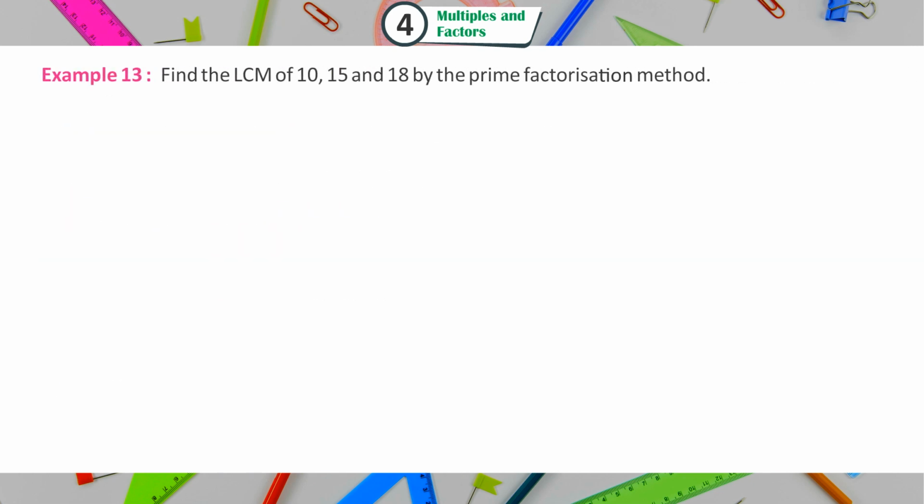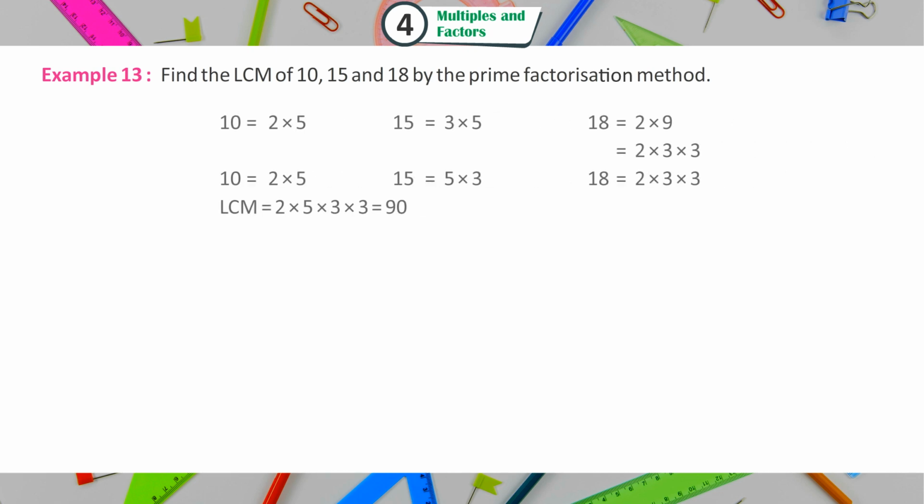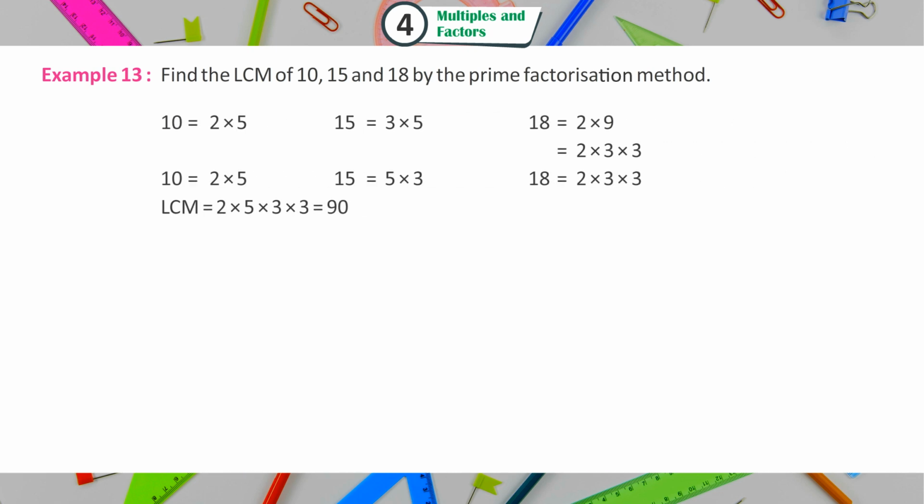Example 13. Find the LCM of 10, 15 and 18 by the prime factorization method. 10 is equal to 2 into 5. 15 is equal to 3 into 5. 18 is equal to 2 into 9, which is equal to 2 into 3 into 3. LCM is equal to 2 into 5 into 3 into 3, which is equal to 90. Thus, the LCM of 10, 15 and 18 is 90.